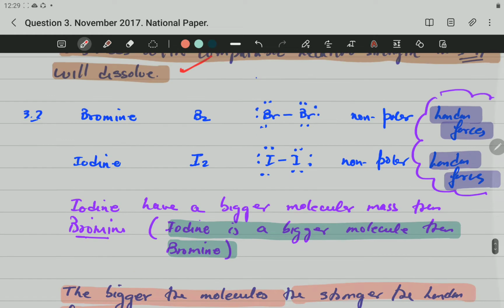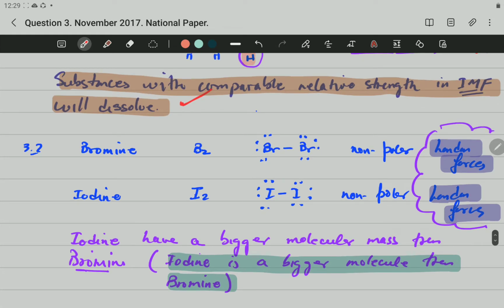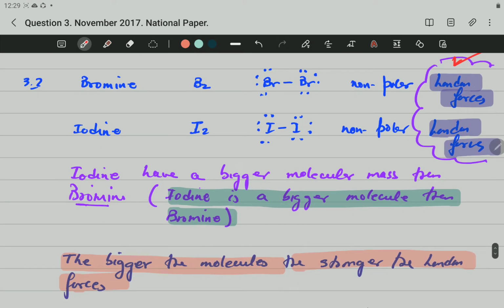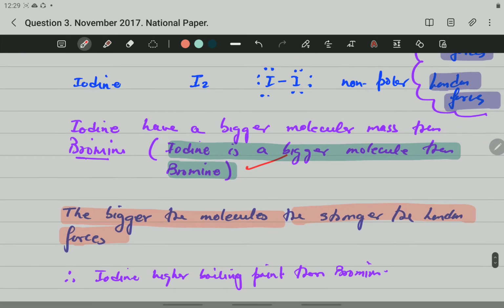Let's quickly check the answer. First of all, iodine and bromine have London forces. There is one mark for identifying the London forces. Second, iodine has a bigger molecule or a bigger molecular mass. The bigger the molecular mass, the stronger the London forces. Those are the 3 marks in this question. It's not that difficult. There are 3 marks in this question.